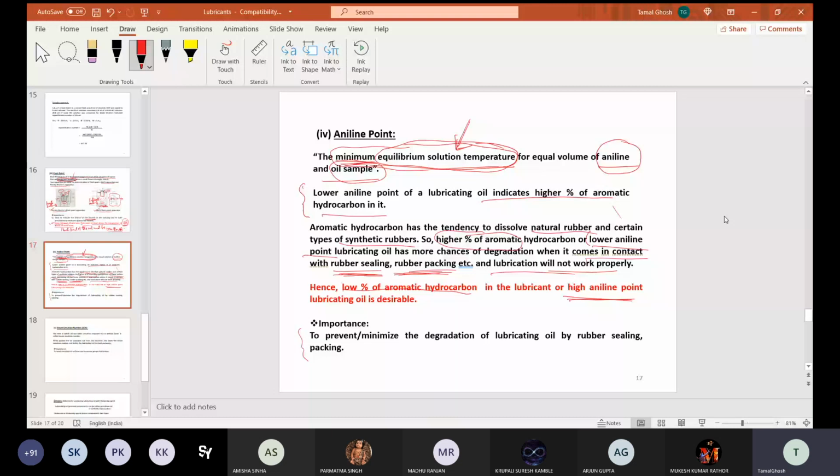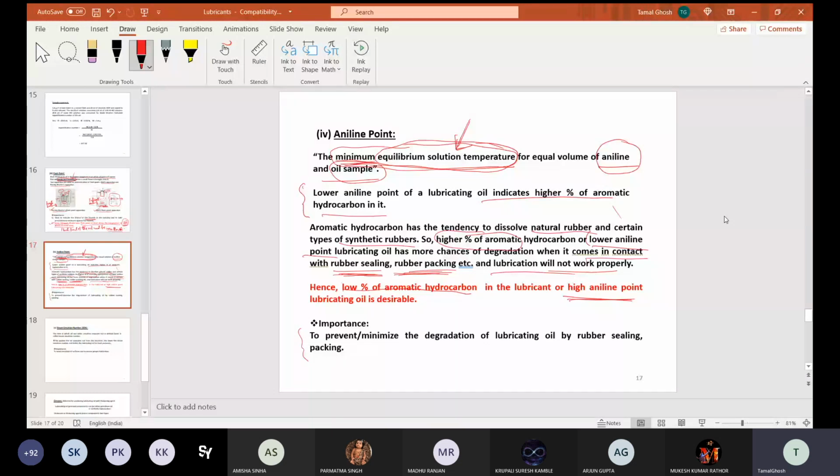In a similar way, if your oil has a high percentage of aromatic hydrocarbon, single phase formation will take place at a lower temperature. It may not be room temperature or 25 degrees Celsius, maybe slightly higher, but they may mix because the aromatic quantity is more, which helps to reach the single phase condition easily. That means at a lower temperature.